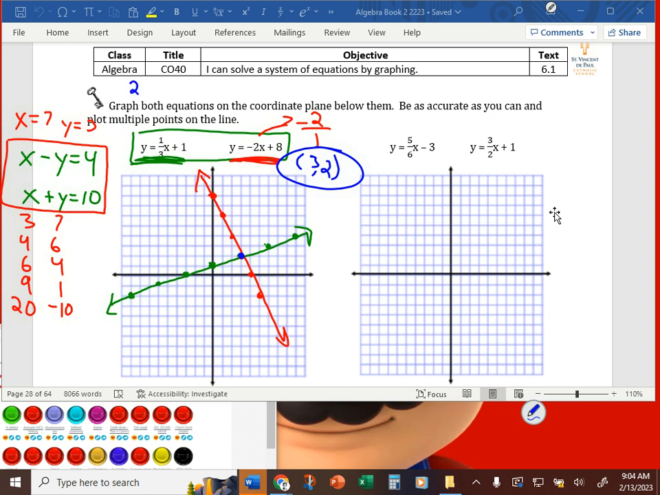And we can check it too. Plug in 2 for y: y equals 1/3 times 3 plus 1. 1/3 of 3 is 1. 1 plus 1 equals 2. First one checks out. 2 equals negative 2 times 3 plus 8. Negative 2 times 3 is negative 6. Plus 8 is positive 2. 3 and 2 are the solutions for x and for y. Questions?